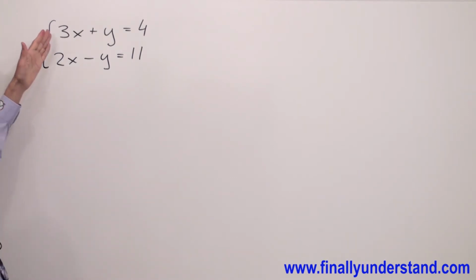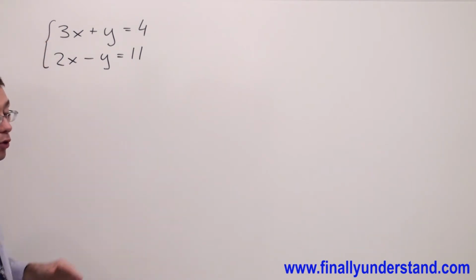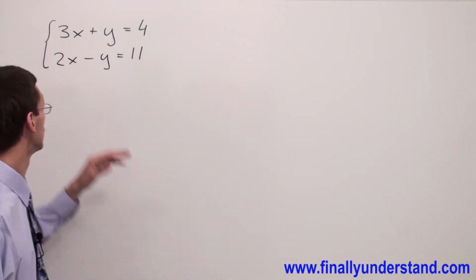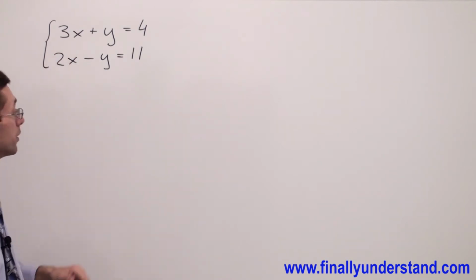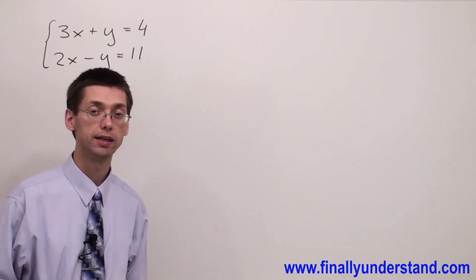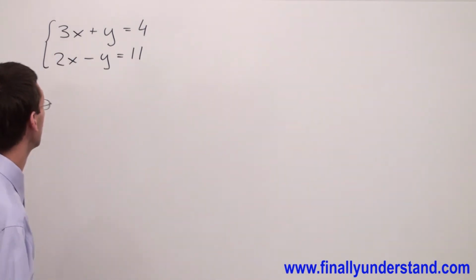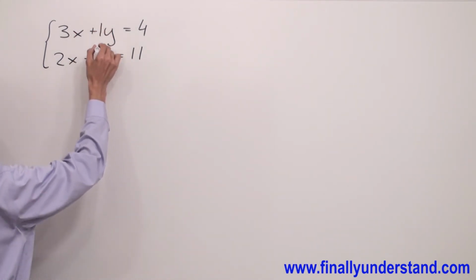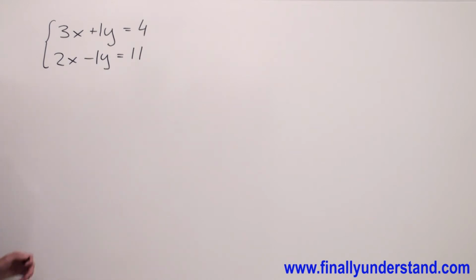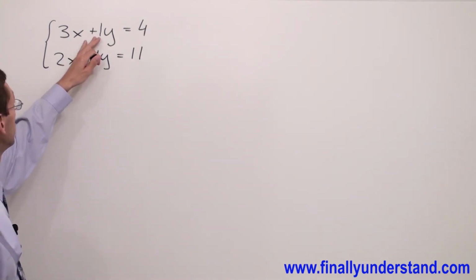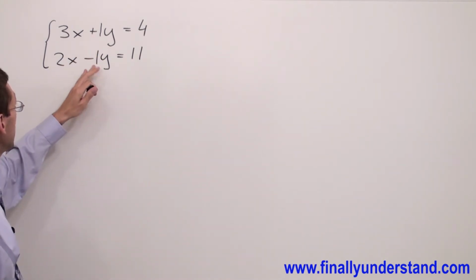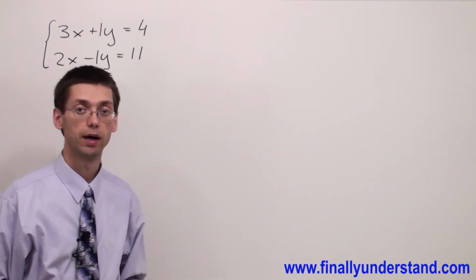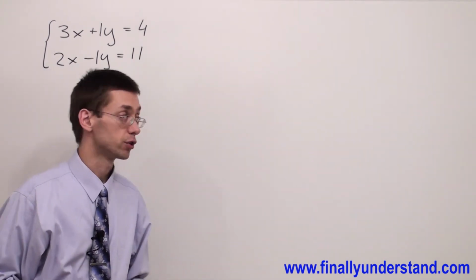The x coefficients are 3 and 2. We prefer to have the same numerical value, so these two values are different. Let's take a look at y. We do not have any number next to y. Anytime you do not see any number, there is always an invisible 1. So I have positive 1 and negative 1. These are my y coefficients.